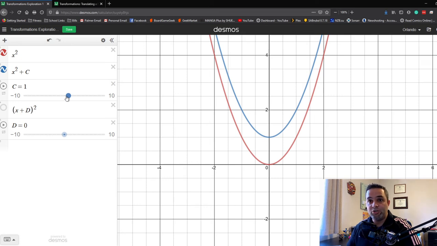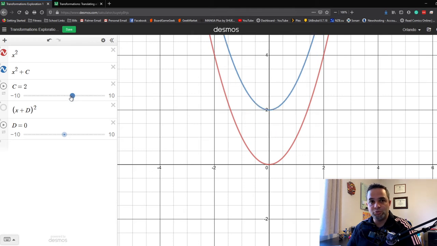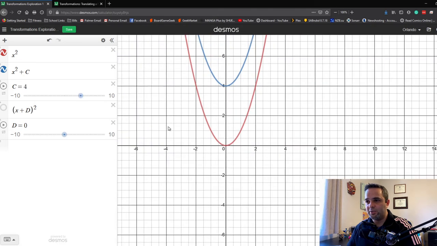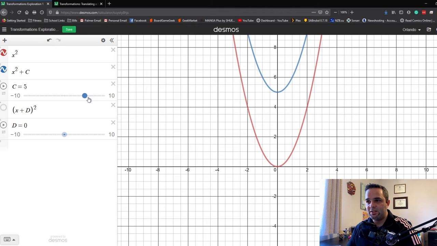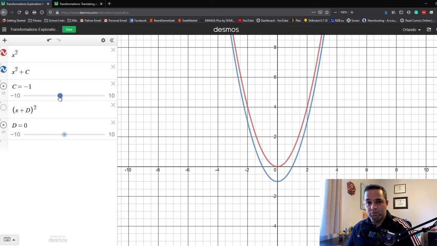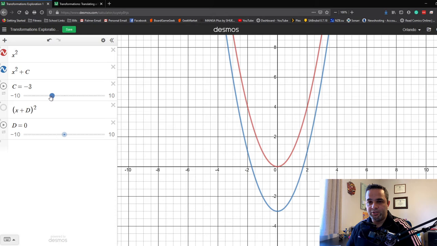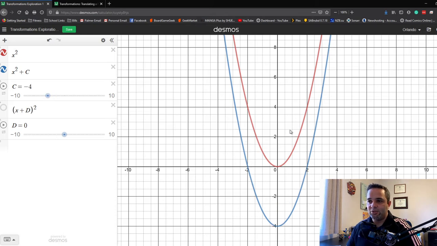Now, what if I were to increase the number? What if it were 2? So if C became 2, it moved up 2 units. So it looks like the more I add, the more the graph moves up. So I see C3, C4, and I'm going to zoom out so we can see the rest of this. 6, 7, 8. So the graph will move up based on how big C is. If I go the other way, if I make C negative, then what happens? The graph moves down. So -1, -2, -3, -4. I see that the graph is moving down.